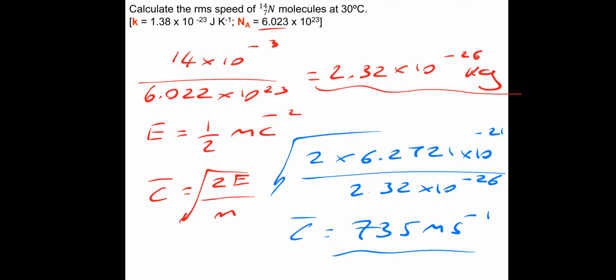So let's try another one. So let's pause and have a go. Calculate the mean kinetic energy of air molecules at 0 degrees Celsius. And use this answer to calculate the RMS speed of the O2 and CO2 molecules. And the molar masses of 32 grams and 44 grams are given there.